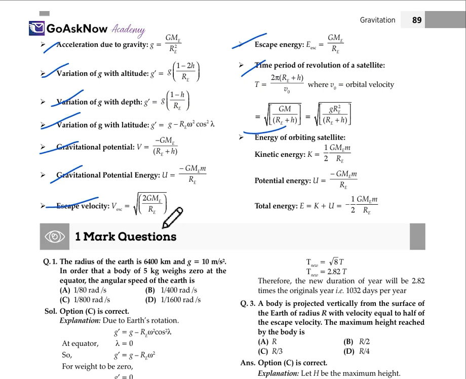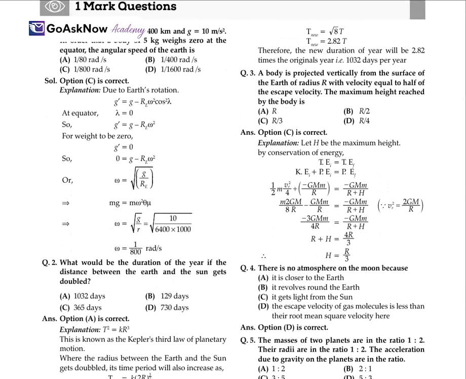So these are the important formulas, or the key formulas, related to gravity or gravitation. Now, on the basis of that, we are going to solve a few questions. Let's move forward with it.